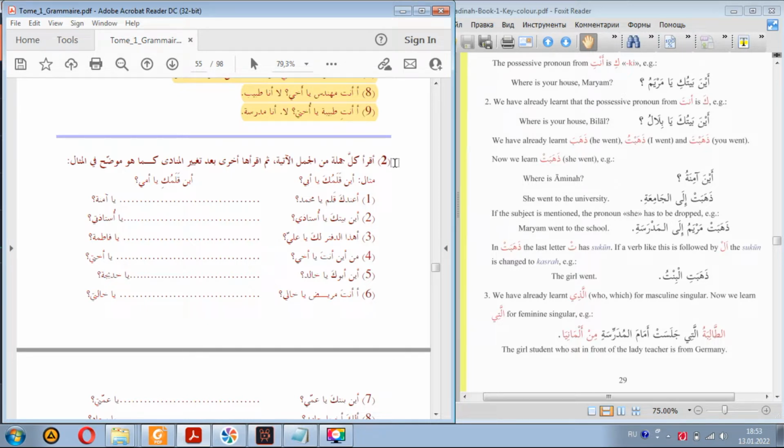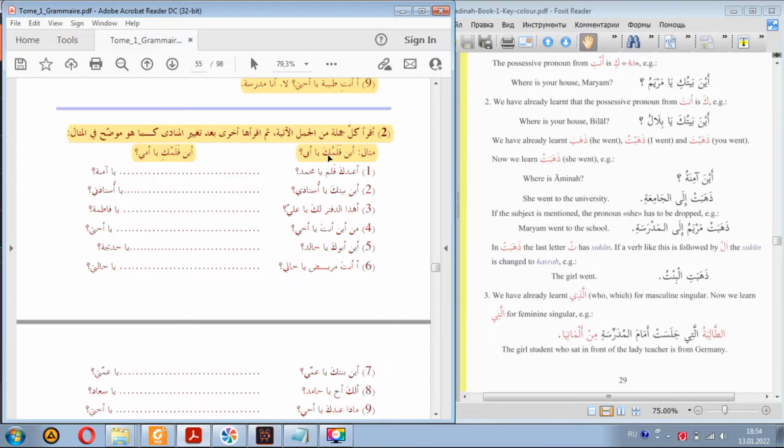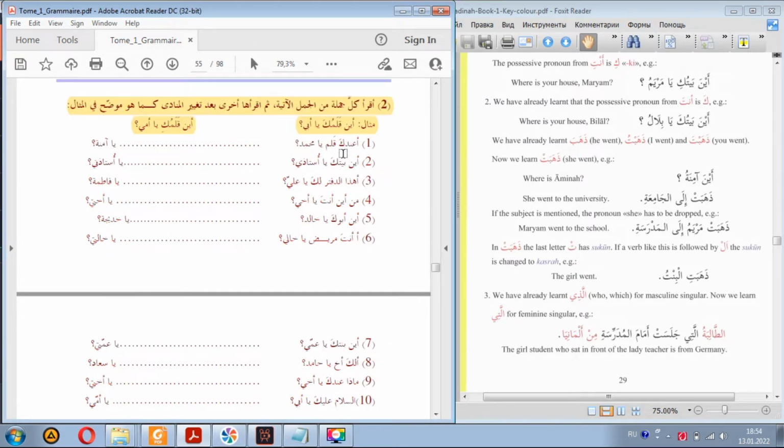It's our second exercise. Well, we have an example. مثال, it means example. أين قلمك يا أبي? Where is your pen, oh my father? أين قلمك يا أمي? This time we are talking to a woman. Therefore, it's ki. The possessive pronoun differs from the previous one. Because in this sentence, we are referring to a man: qalamuka. In this sentence, we are referring to a woman: qalamuki. So, we need to do the same with all these sentences.